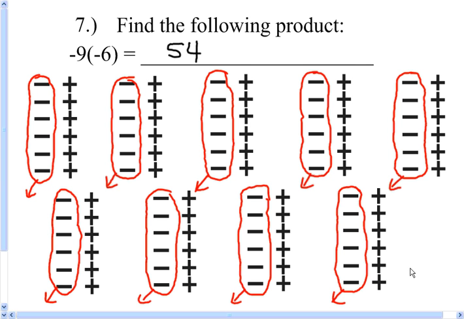Go ahead and try practice problem number 7 on the homework quiz copies for week number 12 to try this for yourself a little bit more.